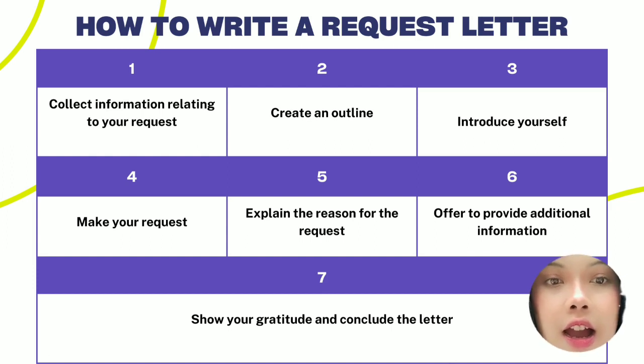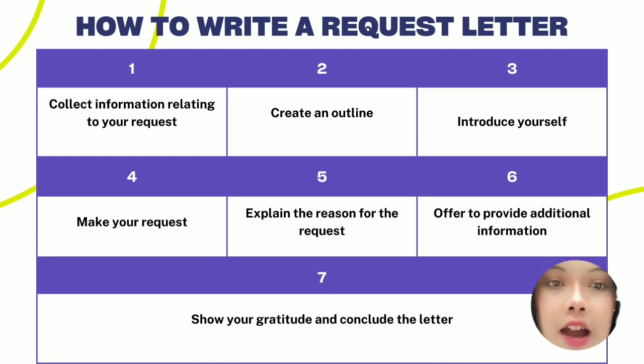And then next is how to write a request letter. First, collect information relating to your request. Just start by gathering the information to include in your request letter. For example, you need to know the recipient's name and professional title to address them appropriately. And then research the information you need so that you can present a detailed letter that encourages the recipient to grant your request or respond thoughtfully.